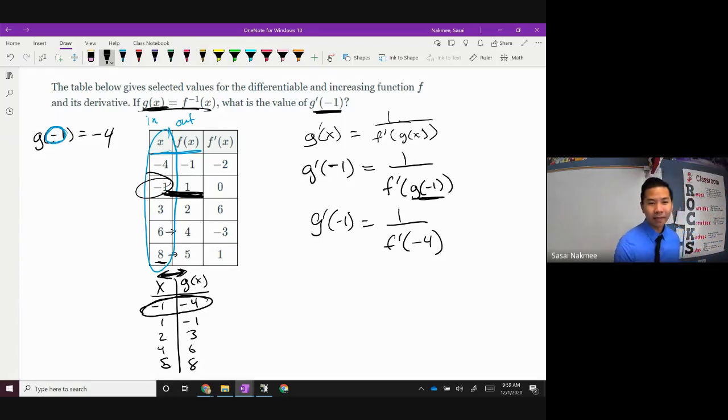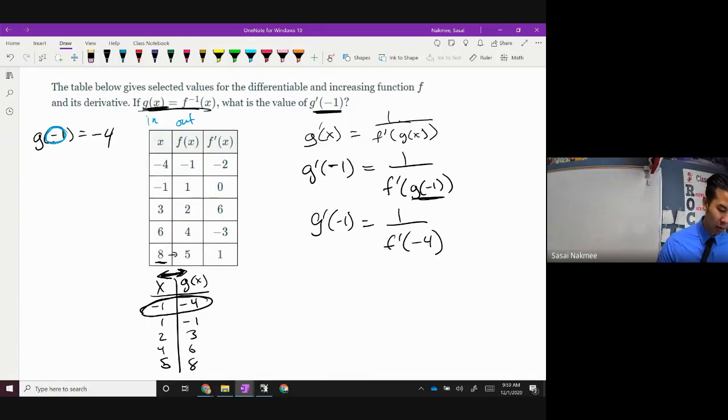Like that. Now I can just use this table like normal, can't I? So g prime of -1 is equal to 1 over f prime of -4. Well, f prime of -4 is equal to -2. And that's your answer.